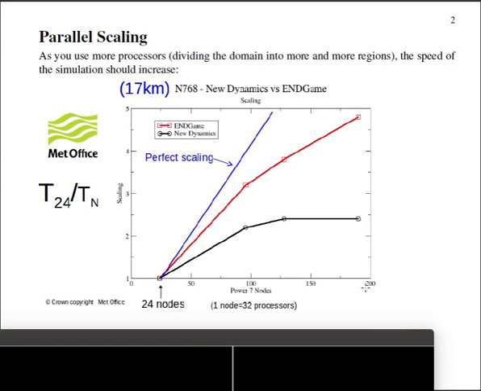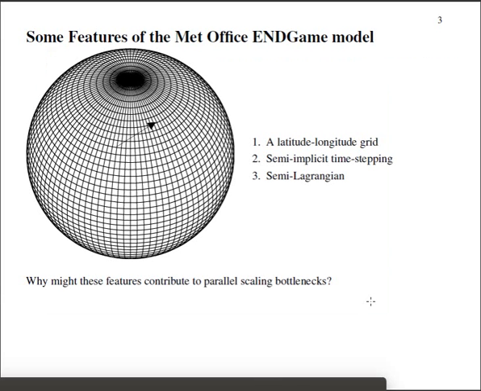But these sort of numbers of processors still isn't good enough. The modern computers are getting bigger. They're not getting faster, they're getting bigger. And so we need to do better than this. We need to improve this parallel scaling. Some features of the Met Office Endgame model, which are the same as New Dynamics: it uses a latitude-longitude grid, semi-implicit time stepping, and semi-Lagrangian advection. Before the class, I'd like you to think about why these features might contribute to this imperfect parallel scaling that we saw in the previous slide.